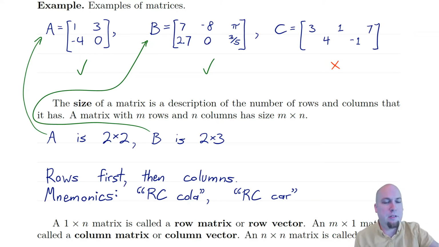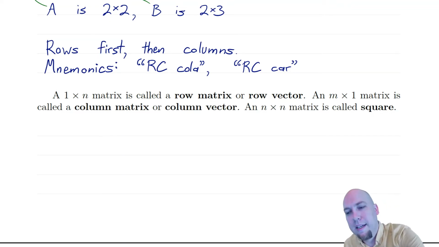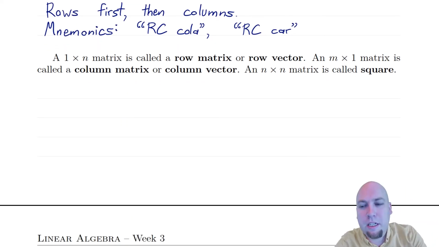So, for example, I don't know if you want to think about RC Cola, Royal Crown Cola. I don't know if you guys have that cola anymore. Or a remote-controlled car, RC car. Just think of rows before columns, something to help you remember that. Okay. Again, just a little bit more terminology to make matrices easier to think about and talk about.